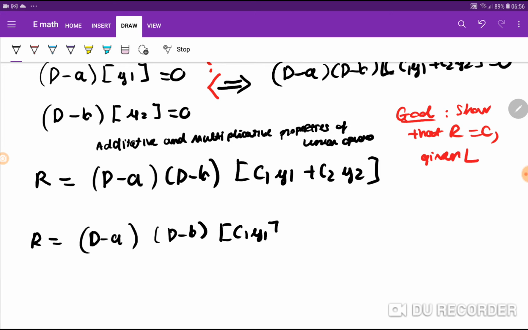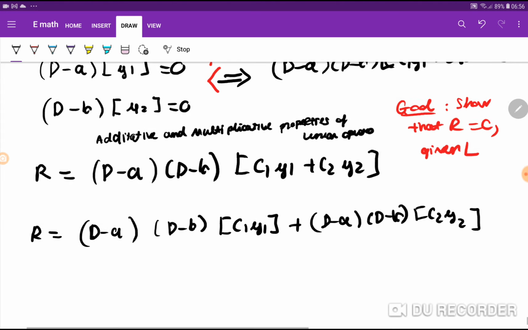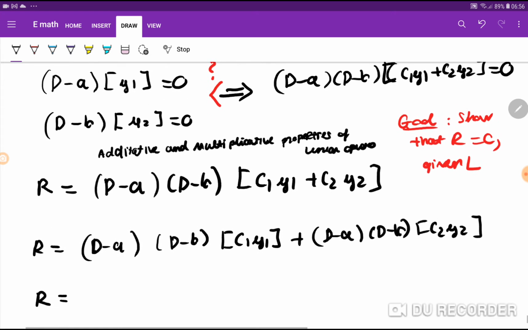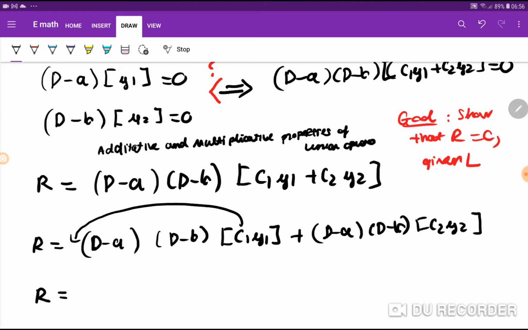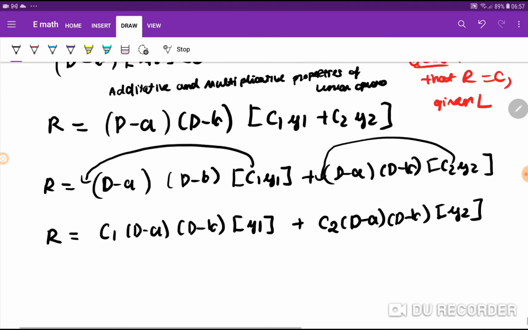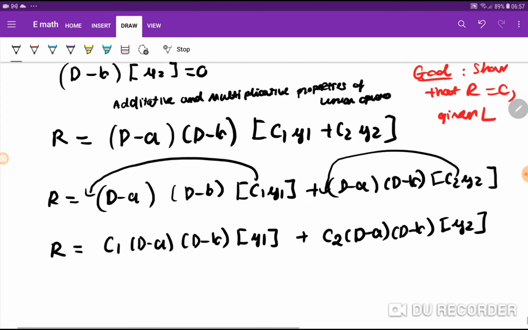So this is additive, and I'll show you, it's really cool. C2 y2. Okay, now I'm gonna rewrite this. I'm gonna put C1 out, put C2 out: C1 (d minus a)(d minus b) y1 plus C2 (d minus a)(d minus b) y2. Right? Okay.